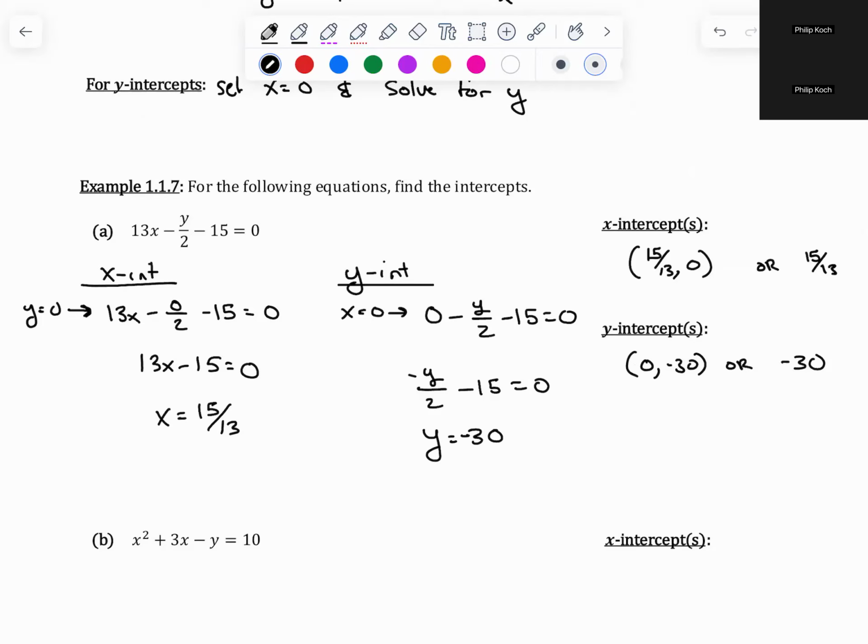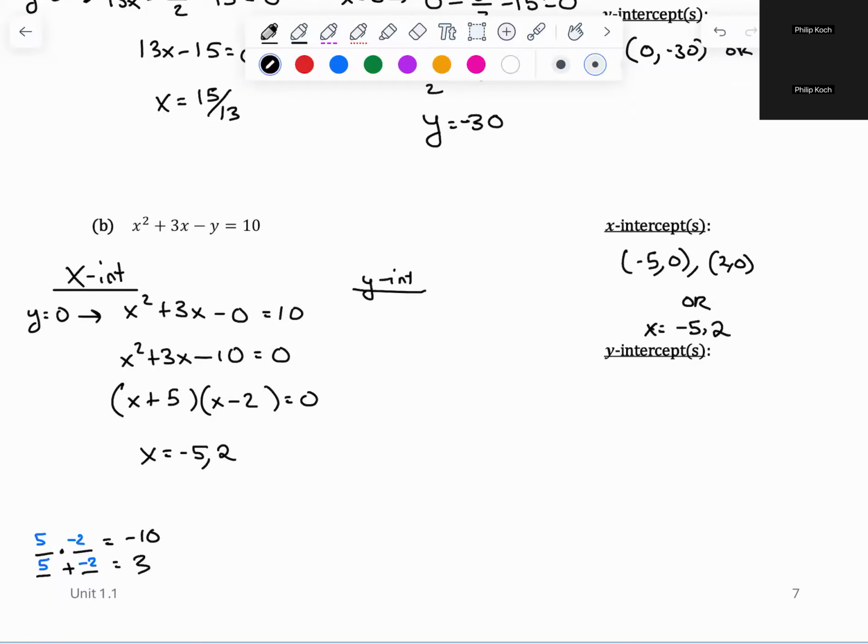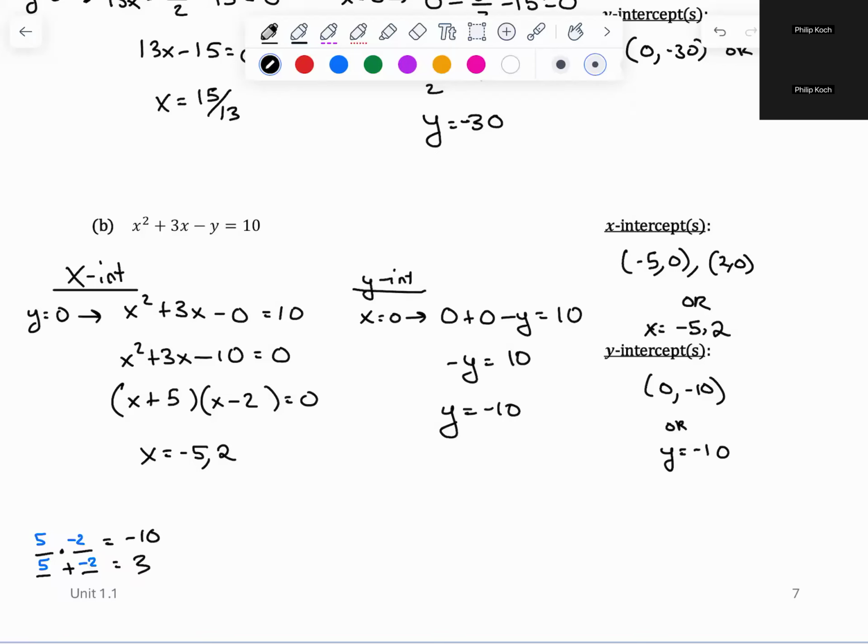Okay. I'd like you guys to do part B. Try it yourself. See what you get. Here's the x-intercept. And here's the y-intercept and all the work showing for it.